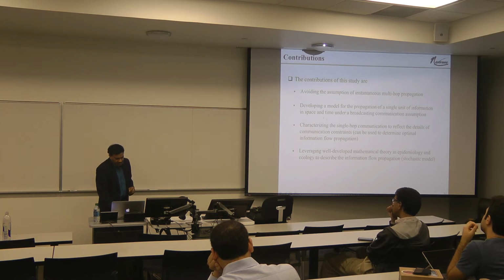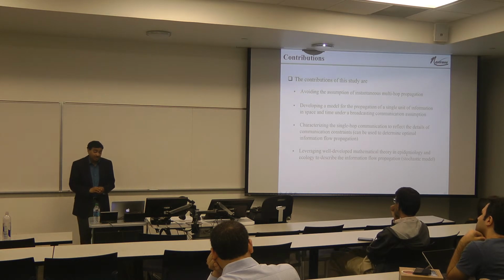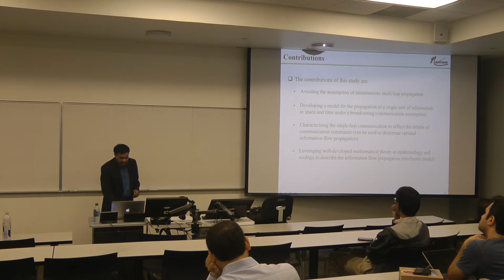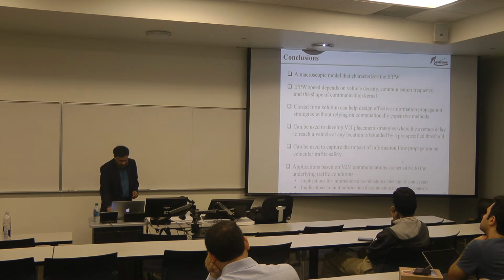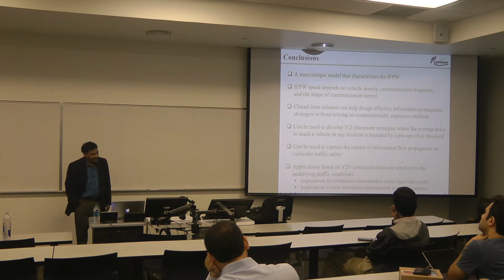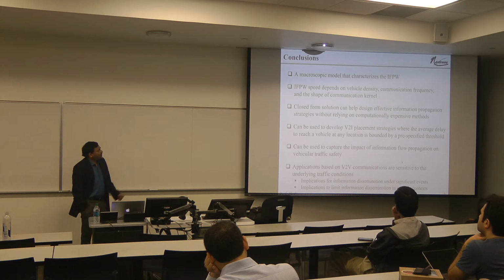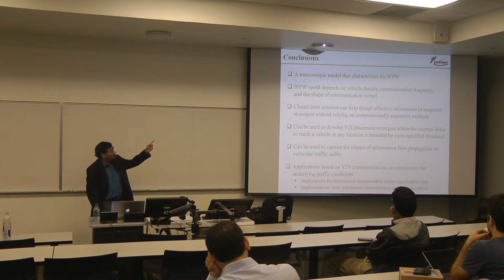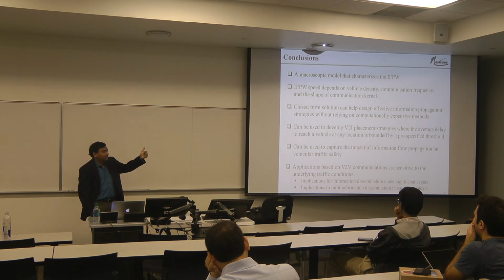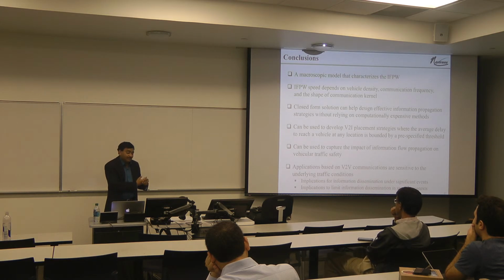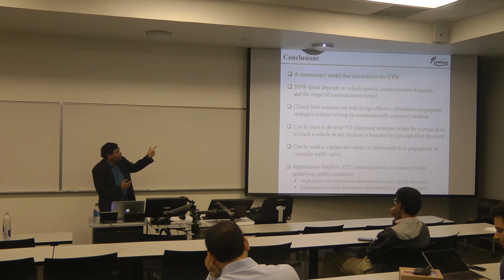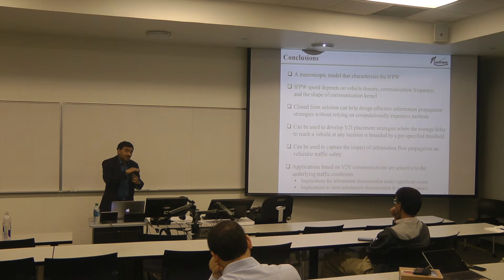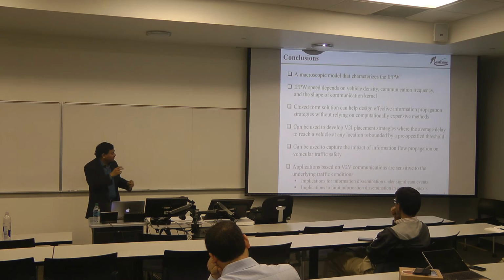And we are able to leverage mathematical theory that has been well developed in epidemiology and ecology as well to come up with a stochastic model for information flow propagation. And that allows us to come up with a macroscopic model for IFPW, and we'll see that this wave depends on vehicle density, which means this is where the traffic flow dynamics come into play. It depends on communication frequency, so we are talking about the information or communication network, so the interactions are illustrated here, and the shape of the communication kernel, which is dependent on both. We are able to come up with a closed form solution.